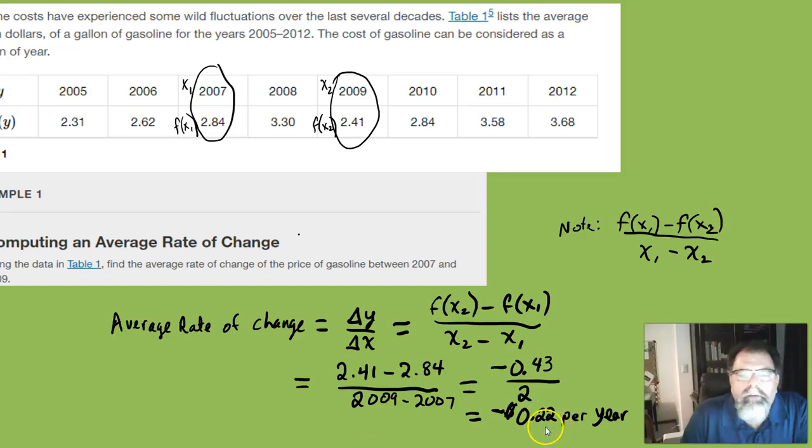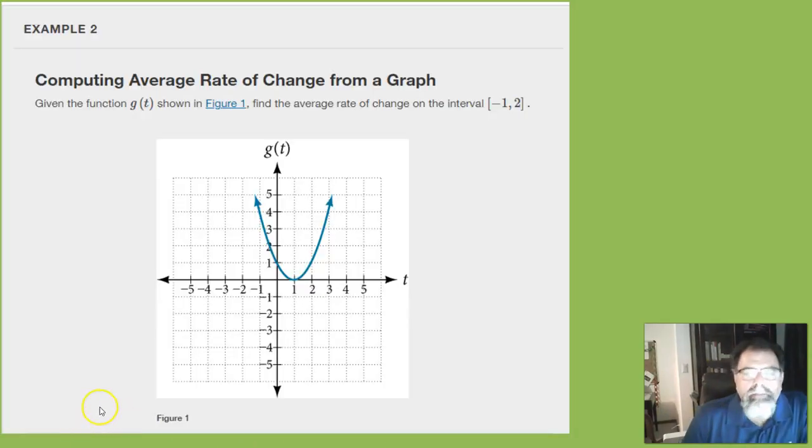All right, so that's your answer, 22 cents per year. It's dropping, negative 22 cents per year. Okay, so let's see here. Example 2, computing average rate of change from a graph. So remember, average rate of change, you can think slope.